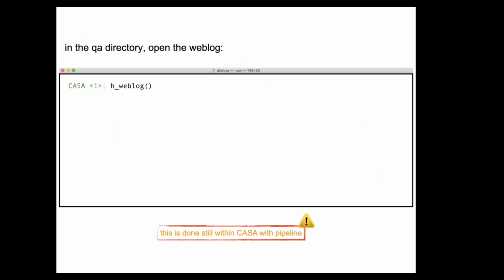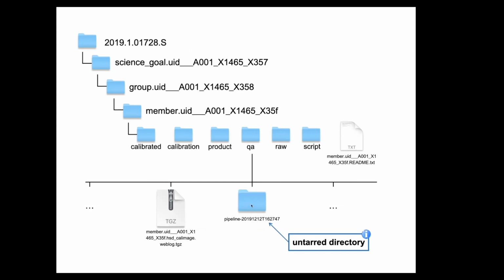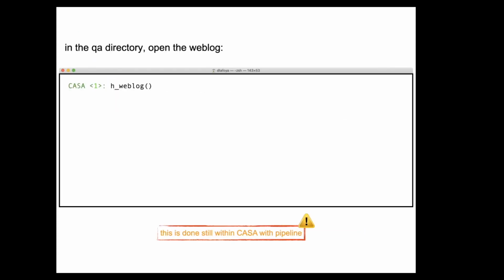And then in your terminal, you change to that directory, this directory pipeline, and then within CASA, you run this task h_weblog, and you still do this within CASA.